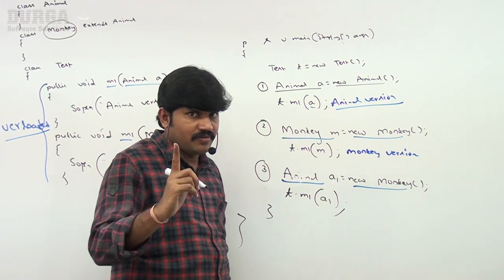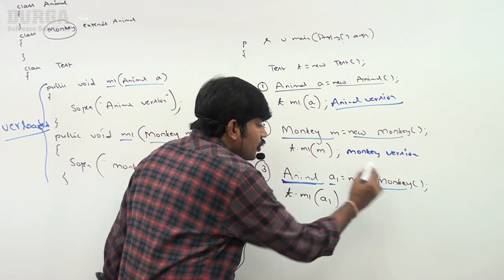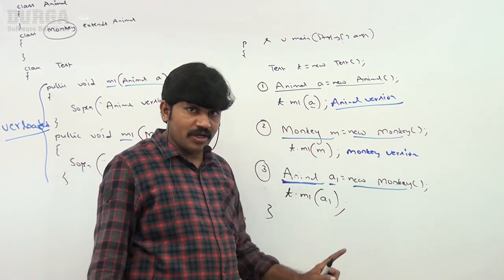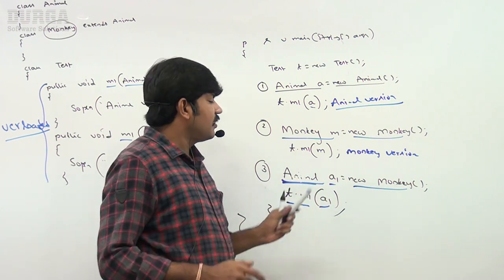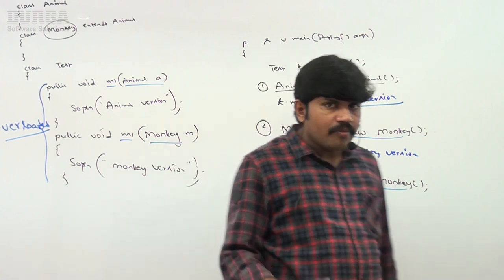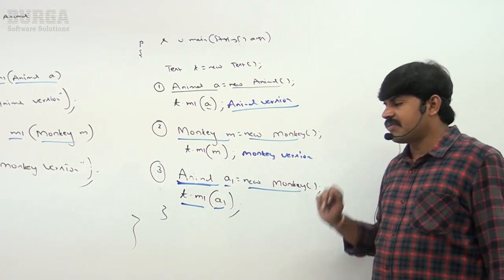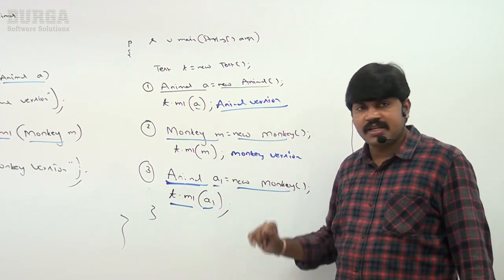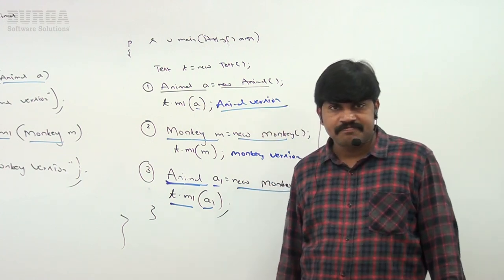Dangerous thing, the third one only. Animal a1 is equal to new Monkey. Parent reference can be used to hold a child object, t.m1 of a1. Can you please tell, animal version or monkey version? Very, very important. Because both methods are there. There is one method which can take Animal type, and one method which can take Monkey type. Who is going to get the chance?